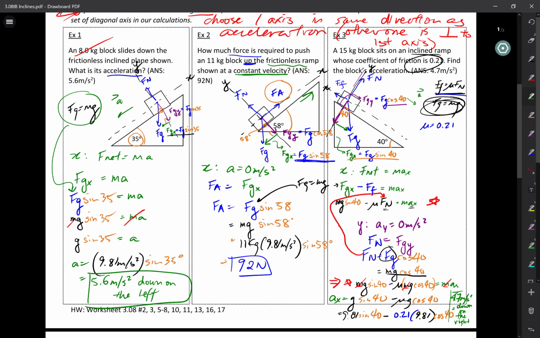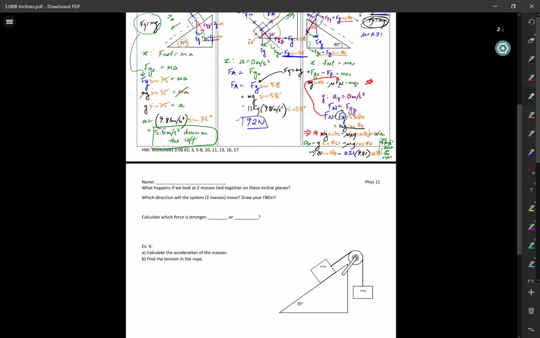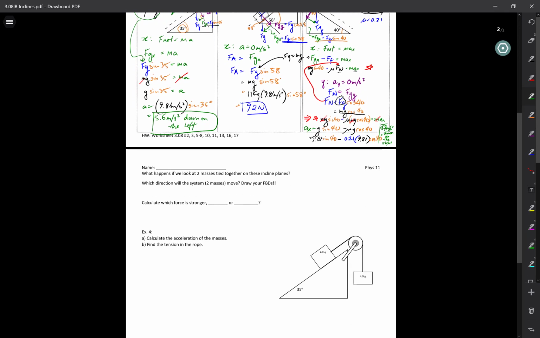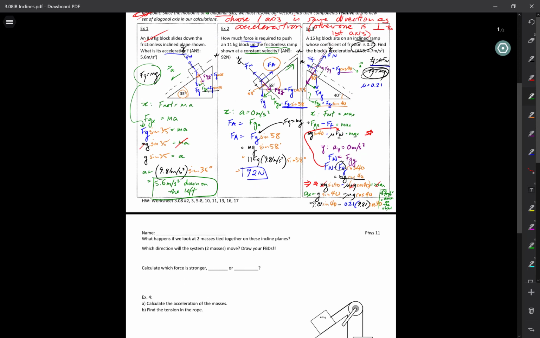So hopefully you enjoyed this video, and hopefully it wasn't too long, but hopefully you stay tuned and check out what happens if you have two masses tied with a string hung on a pulley while applied to an incline. That's going to be the next video for part 3. Hopefully you enjoyed this video and stay tuned to next time.